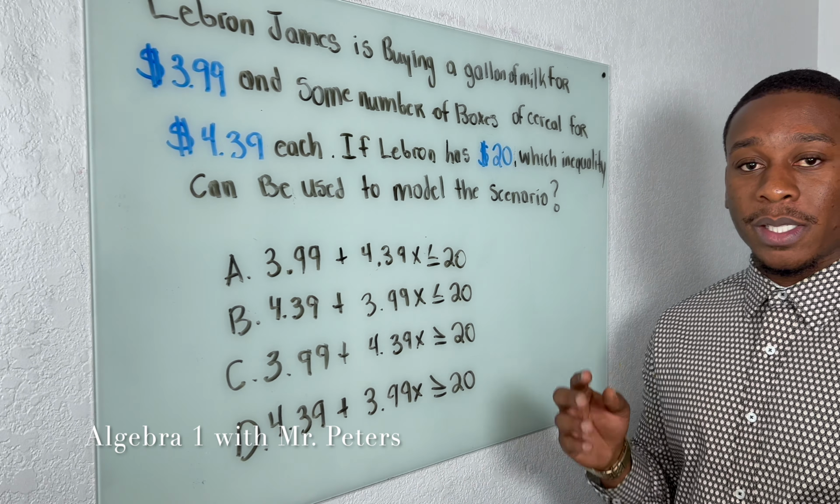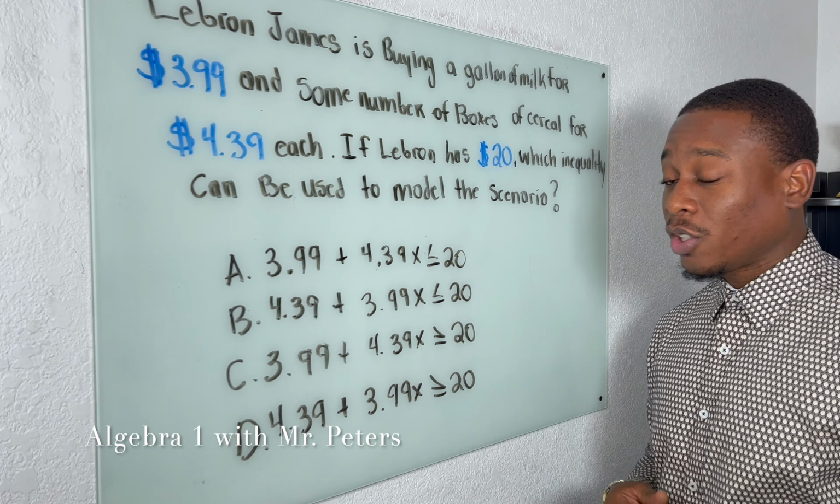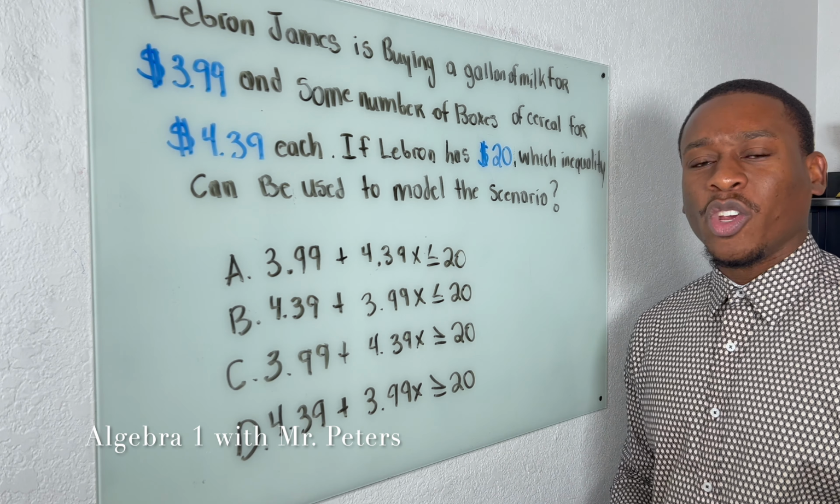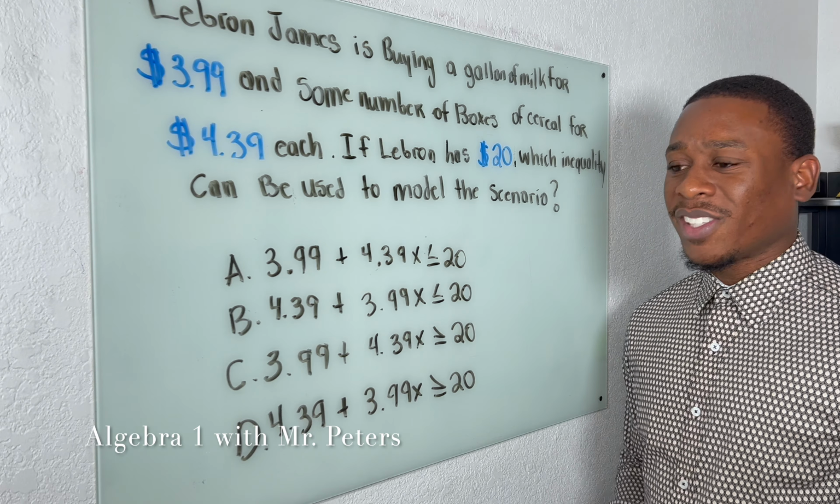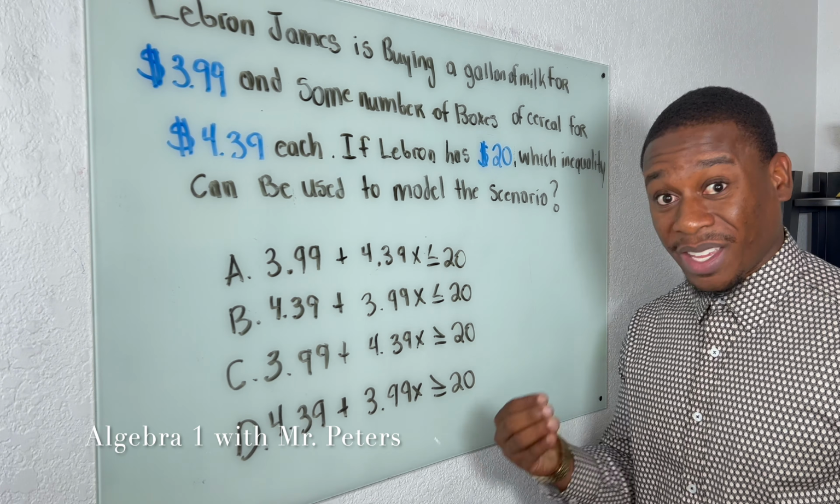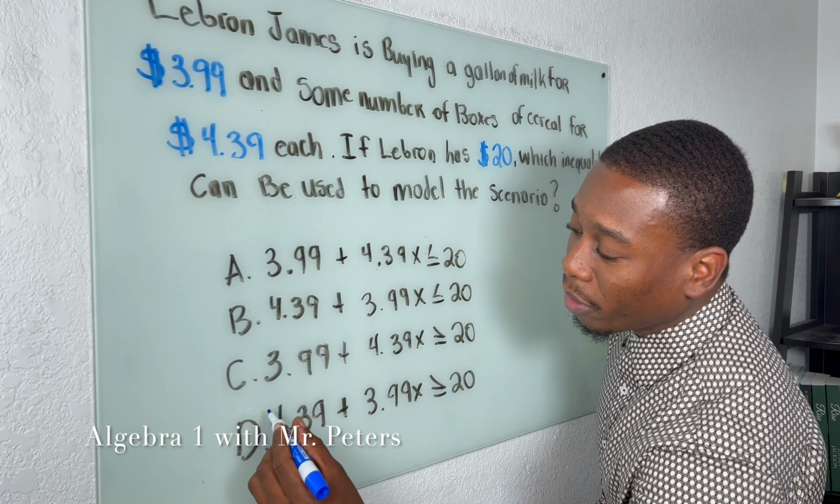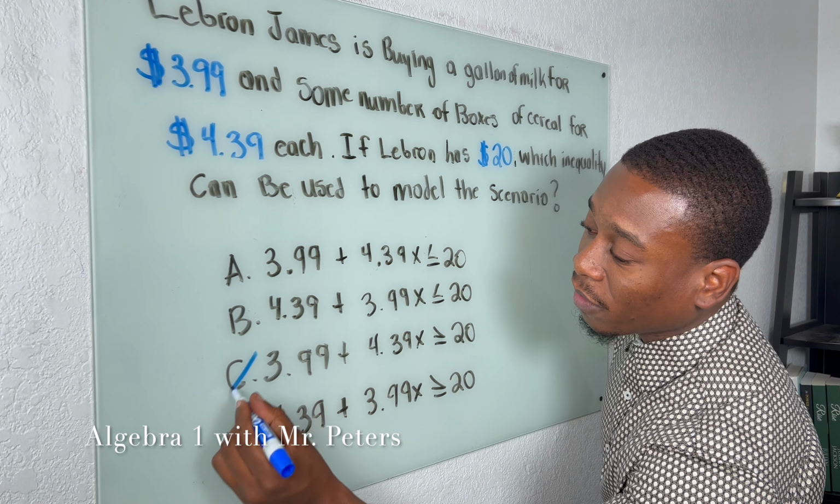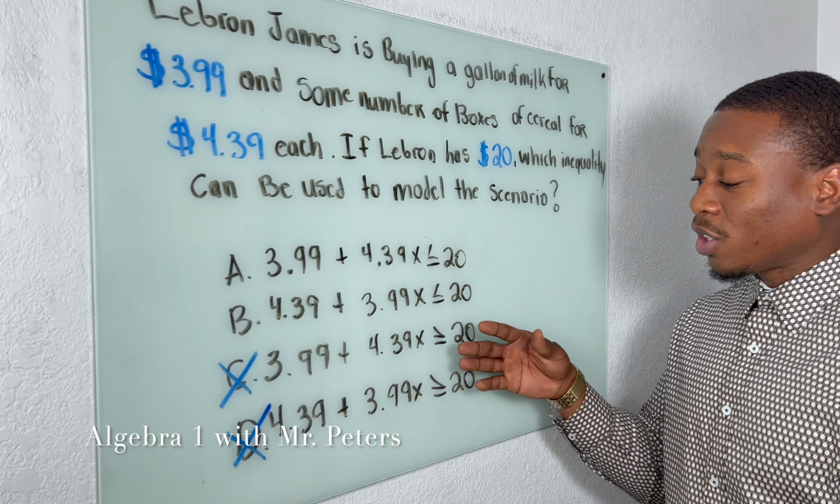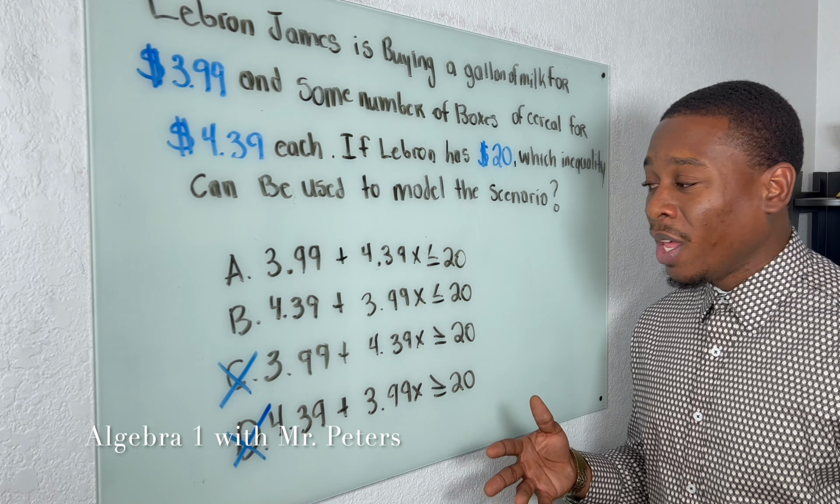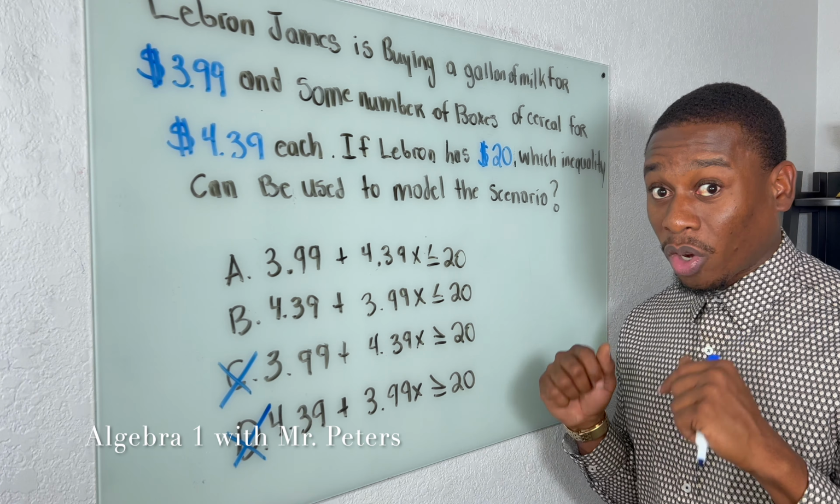But when we're reading this, guys, imagine if your parents sent you to the grocery store and told you you only had or only gave you $20. What that means is, hey, we can't spend more than those $20. So automatically, let's use process of elimination and take away C and D because it says greater than or equal to 20. And all we have is $20 or less.